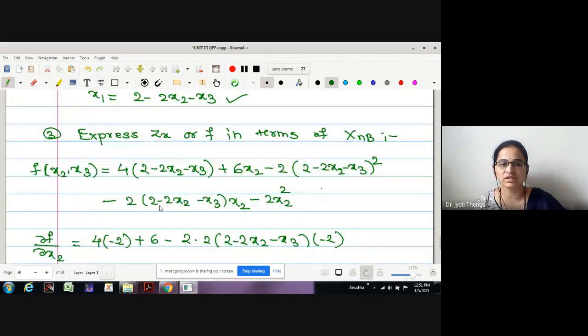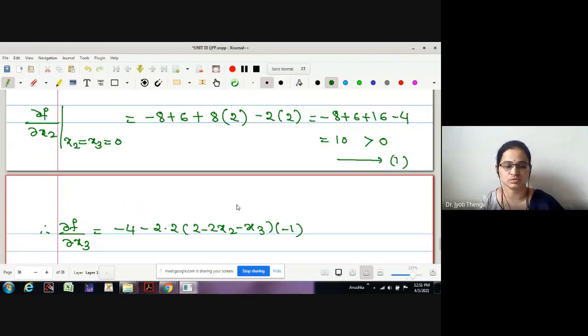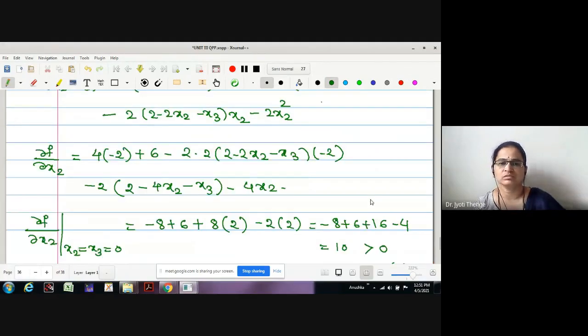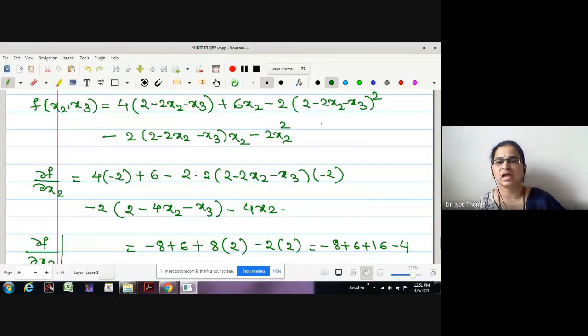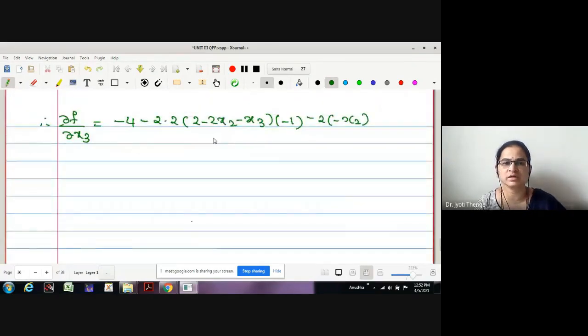Next, again, if we multiply by x2, this is 0. Partial derivative of first term 0, second term 0. Third term derivative is minus x2. Minus 2 into minus x2. Correct, no? And the last term gives me the derivative 0. Is that okay? If I am going wrong somewhere, you can just tell me.